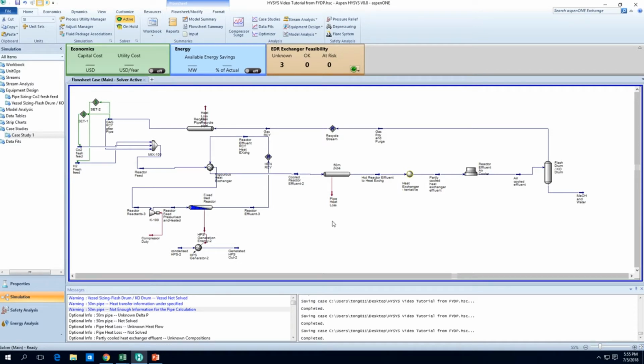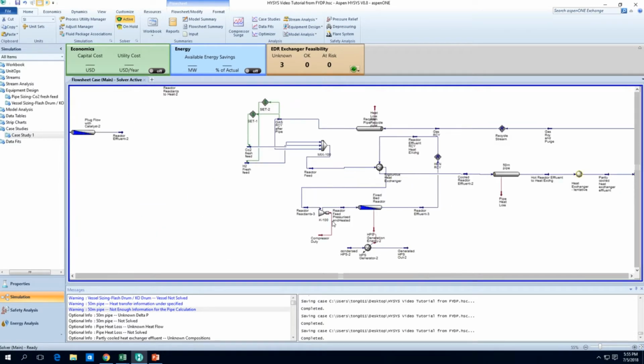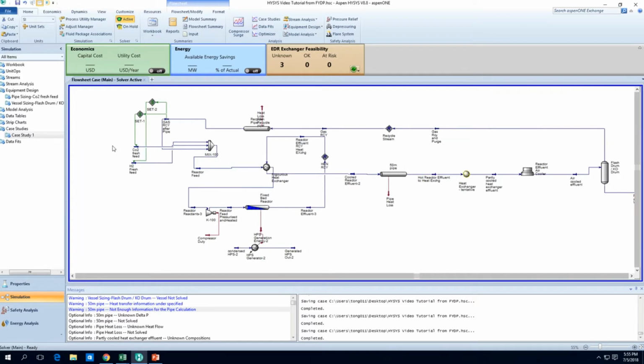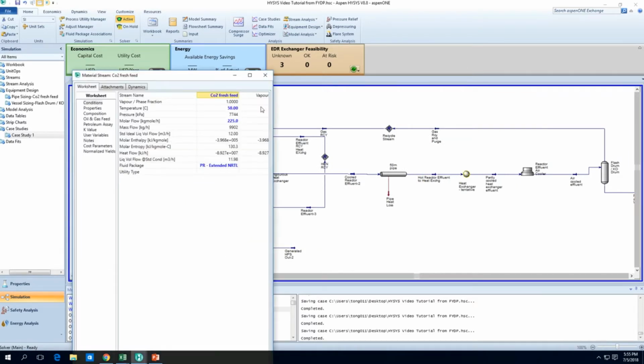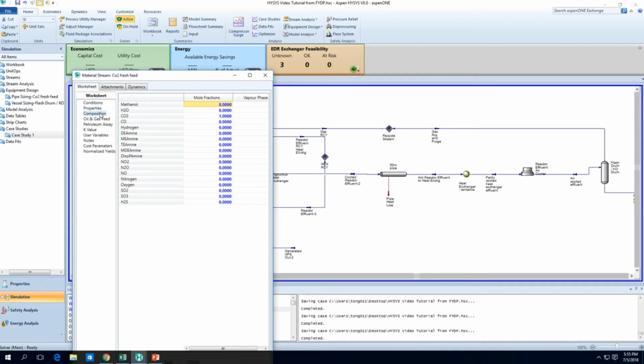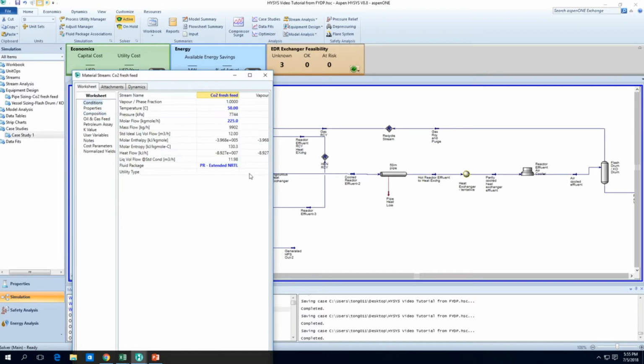So we want to move on to the next part, which is how do we get our CO2 fresh feed. Now obviously, if we're going to purify flue gas, we can't expect 100% composition of CO2. If we can't expect 100% composition, how much should we be expecting? So now we have to begin by talking about flue gas purification.